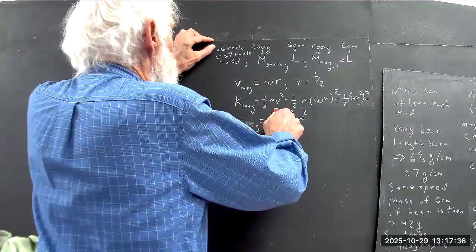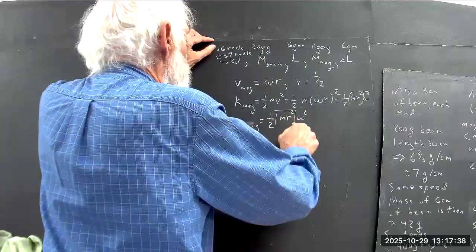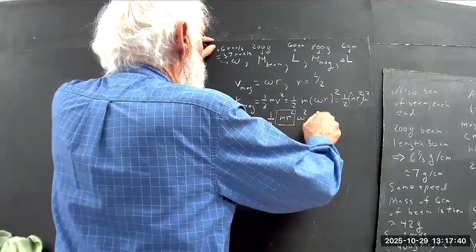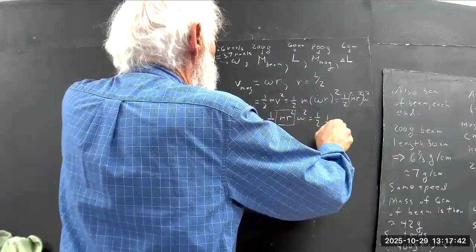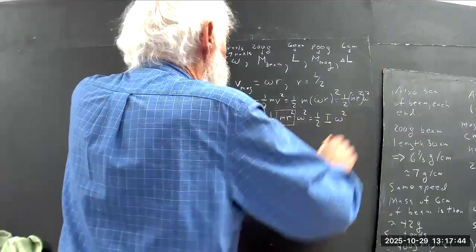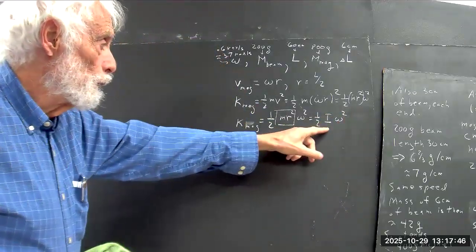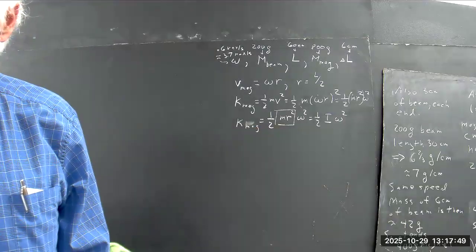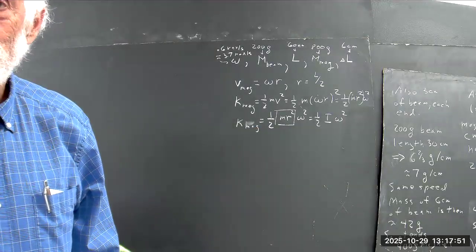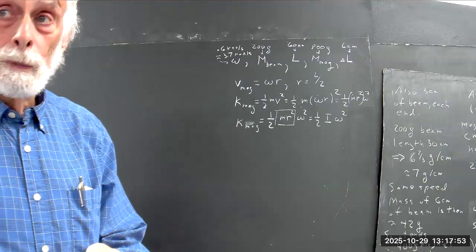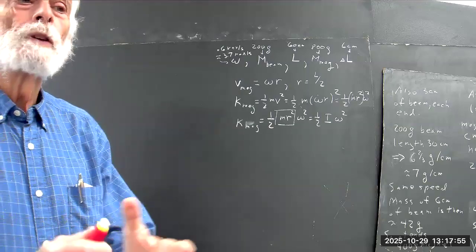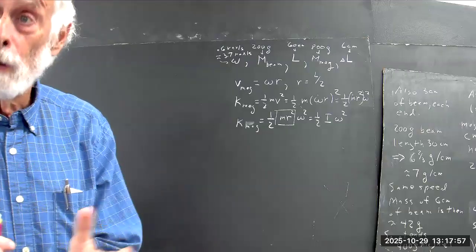Because this mr squared here is the moment of inertia of those magnets. It's not the exact moment of inertia because parts of the magnet are further from the center than other parts.